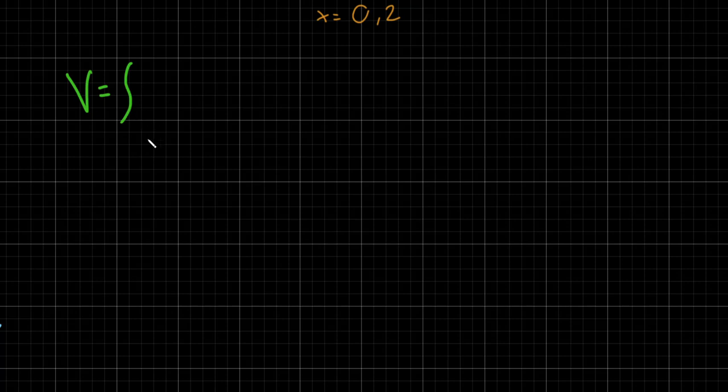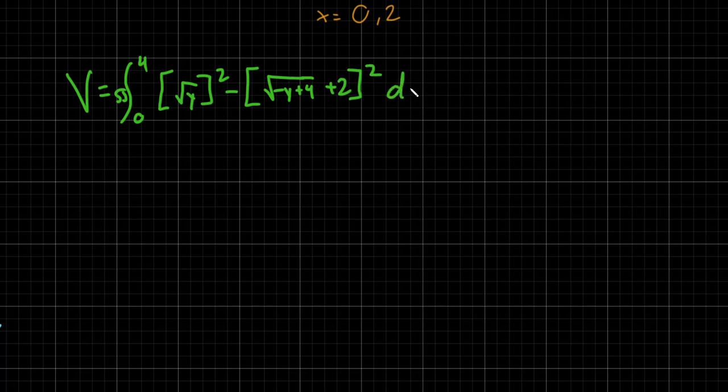For this problem, we're going to start there, because pick up from there. Pi's on the outside, in this case. My bounds should have been what? 0, 4. Yep, and what was the large radius function? Square root of y? Yep. Squared minus, and then the plus 2 is outside.